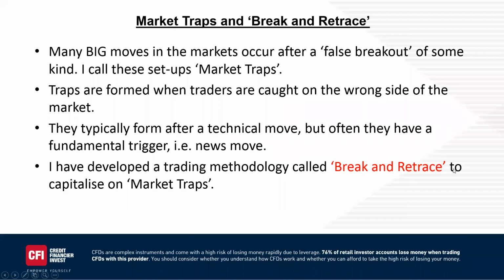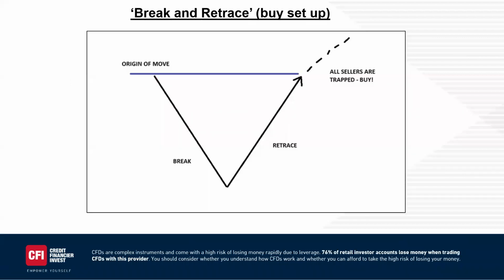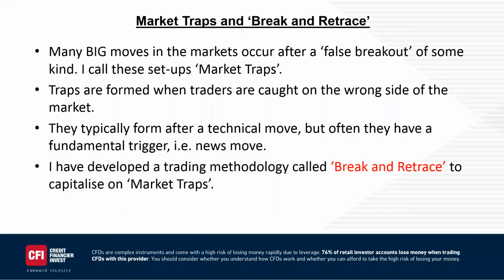Okay, so just to start again, this is all about the FBI trading setup, which is one of my proprietary trading strategies, which I use to help determine whether there's been a false breakout or a market trap. As I say, many of the big moves in the markets tend to occur after a false breakout of some kind, and these are called market traps. Traps are formed when traders are caught on the wrong side of the market. Very often they'll form after a technical move, for example, the break of a support level or the break of a resistance level, but often they have a fundamental trigger, i.e. a news-related move.